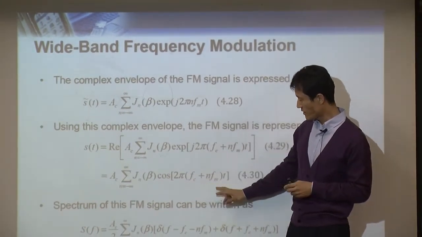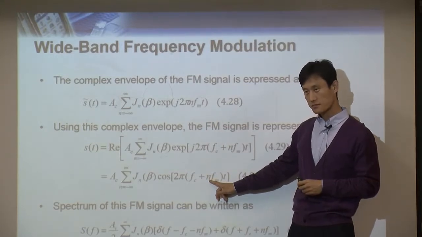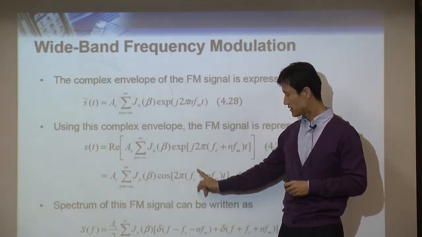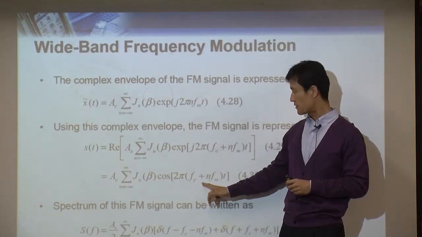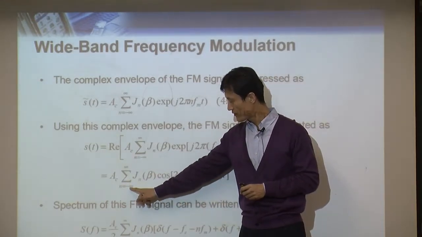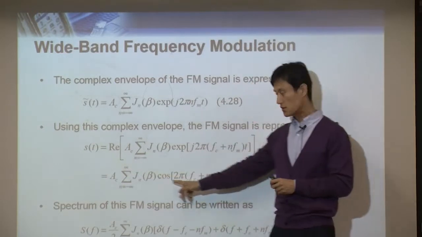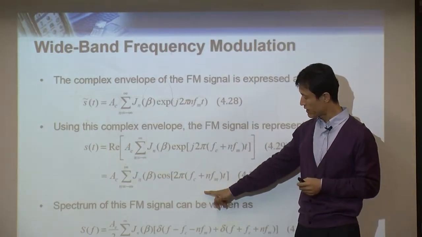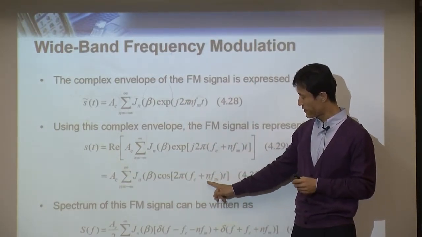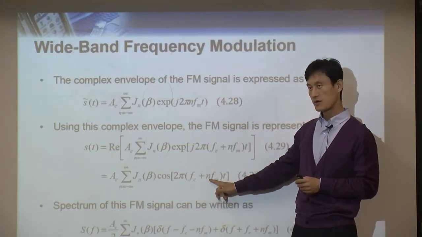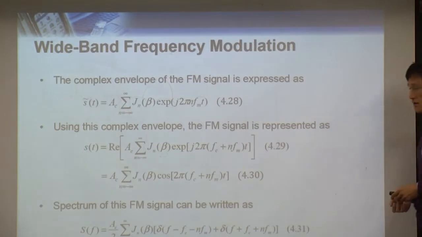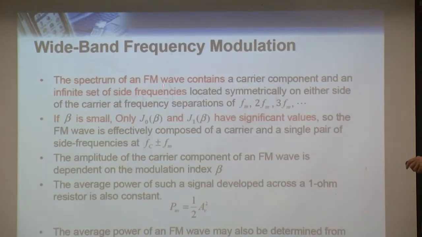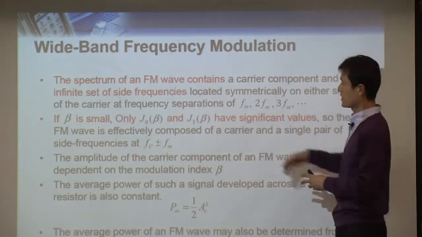So when you look at here, right? Let's say n equals 0. Then we only see the carrier component. But n is infinite, from minus infinity to infinity. So when n equals 1, then we see Fc plus FM, and 2 Fc plus 2 FM. So we have infinite side frequencies. When you look at here, we can see that. So that's the first observation.